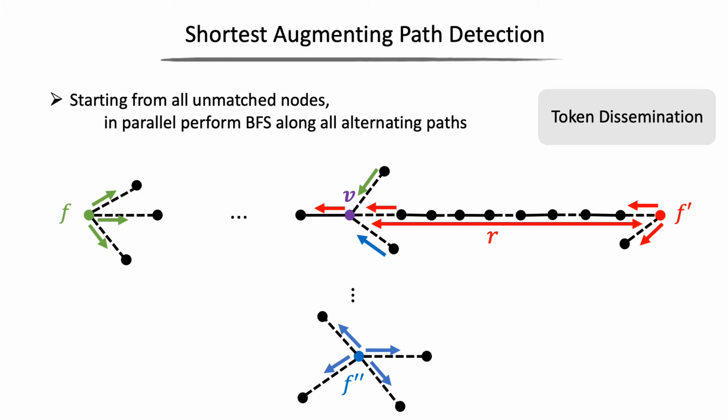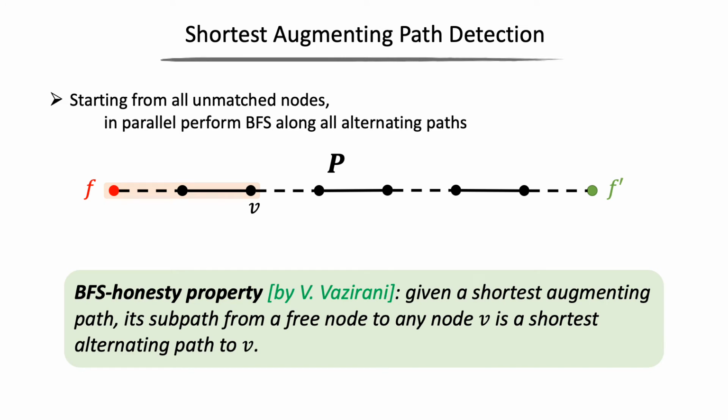Therefore, when a node receives a token in round R, the node can interpret this token receipt as the fact that there exists the shortest alternating path of length R from some free node. So every node learns the length of its shortest alternating path from a free node in this token dissemination. Implementing the parallel BFS with the explained token dissemination is appropriate for detecting an augmenting path in bipartite graphs, but not in general graphs. The reason is the validity of a property in bipartite graphs, which is not valid in general graphs. This property is called by Vijay Vazirani the BFS honesty property.